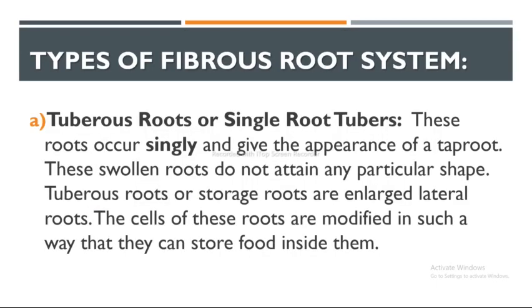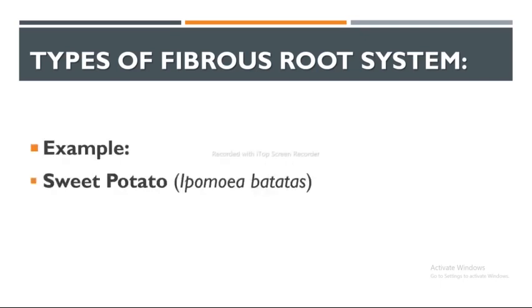The first type is the tuberous roots or single root tubers. These roots occur singly and give the appearance of a taproot. These swollen roots do not attain any particular shape. Tuberous roots or storage roots are enlarged lateral roots. The cells of these roots are modified in such a way that they can store food inside them. An example of the tuberous root is the sweet potato, which is also known as Ipomoea batatas.